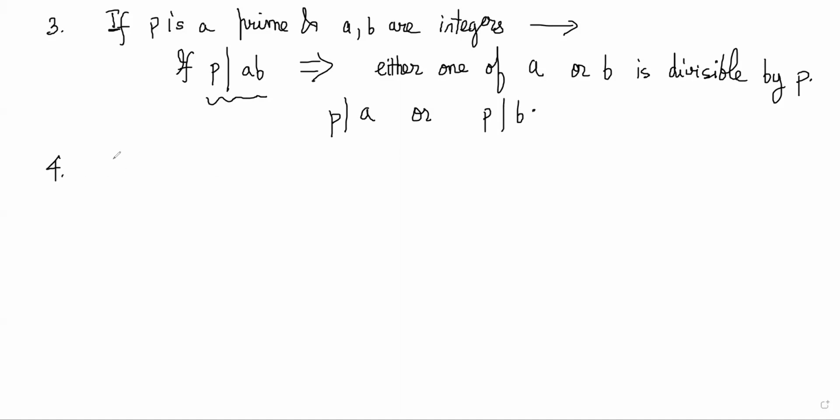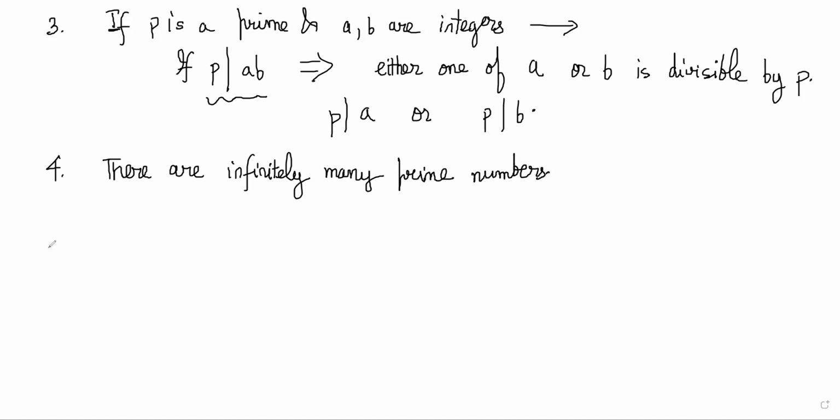The fourth property is that there are infinitely many prime numbers. The proof is a very old proof by Euclid, and we look at the proof for this property. So we will do the proof of this by contradiction. We will say, suppose there are only a finite number of primes.